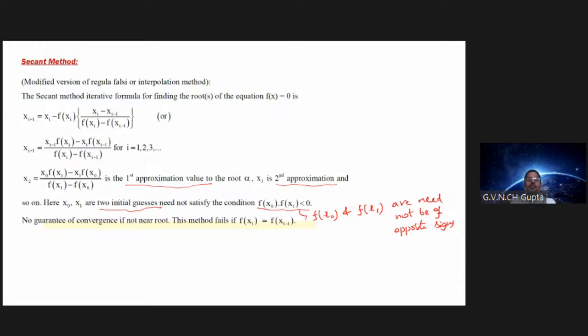What is the meaning of no guarantee? It means that, suppose while using this method x2 is equal to 0.1, x3 is equal to minus 0.2, x4 is equal to 0.4, sometimes positive, in some other iteration negative. So it is called divergence also. That is no guarantee for convergence.